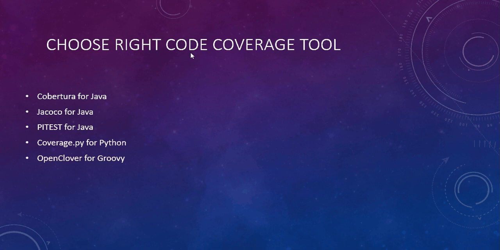So Cobertura is a code coverage tool for Java, which is an open source framework that will provide you a report of how much of your code is covered by the tests. So the more the test coverage, the more the software quality. Similarly, JaCoCo is also a code coverage tool for Java, and PIT test. This is real world mutation testing, and this is one of the interesting tools.